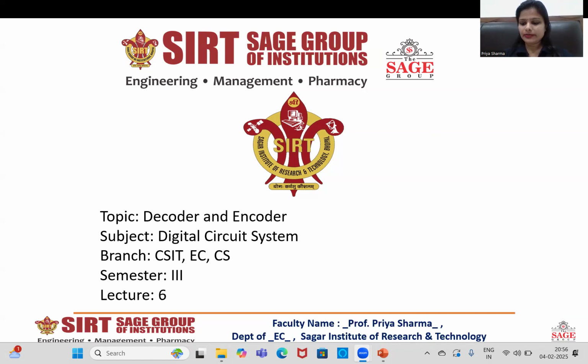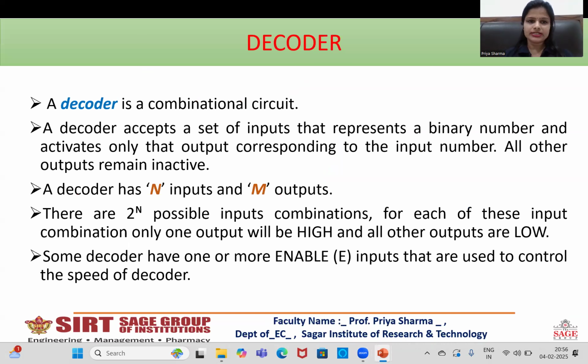So lecture 6 will be on the decoders and the encoders. First of all, what is a decoder? A decoder is a combinational circuit. It accepts a set of inputs that represents a binary number and activates only that output corresponding to the input number. All the other outputs remain inactive.